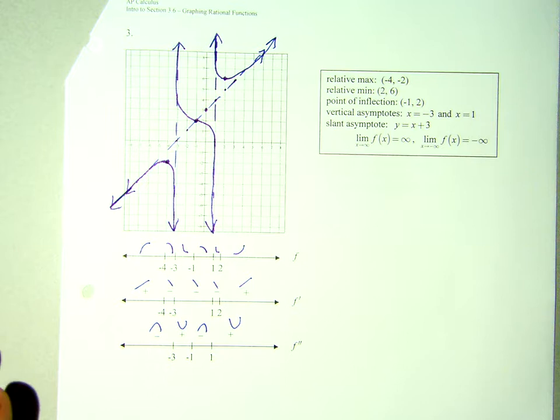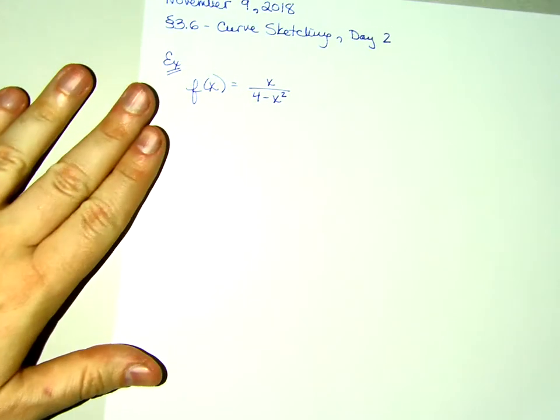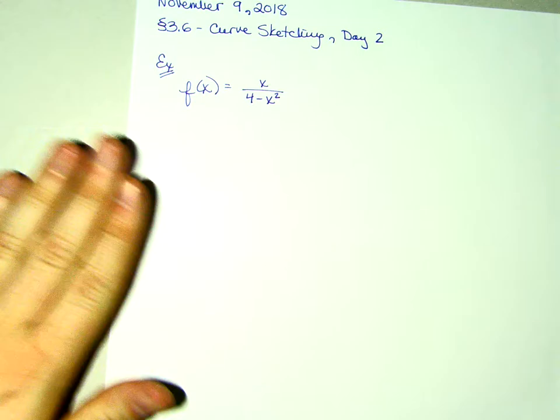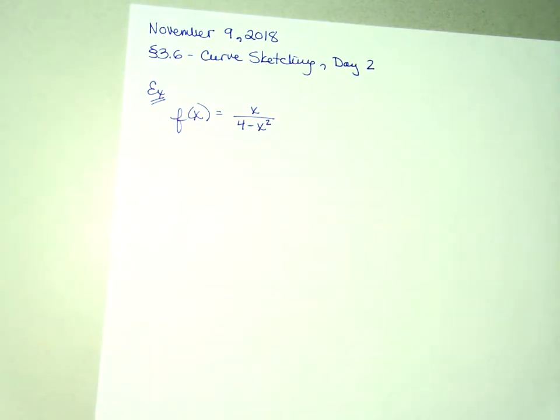As I think you're seeing, these graphs are a little more involved than yesterday. What we now need to do is deal with this from formulas. And I have two formulas I'd like to be able to get to. The first one we're going to look at, so in your notes, it's November 9th, section 3.6, curve sketching day 2. And we're going to take a look at the function f of x equals x over 4 minus x squared.